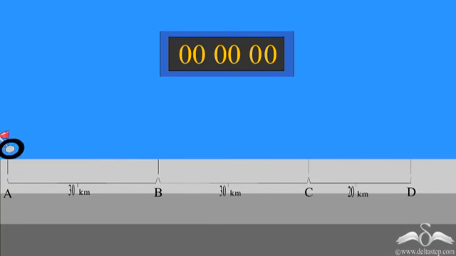Jerry went for a ride on his bike. He moved from A to B, a distance of 30 kilometers, in 1 hour. He went from B to C, which was another distance of 30 kilometers, in 2 hours. Again, he went from C to D, which was a distance of 20 kilometers, in 1 hour. So what is the speed of Jerry?